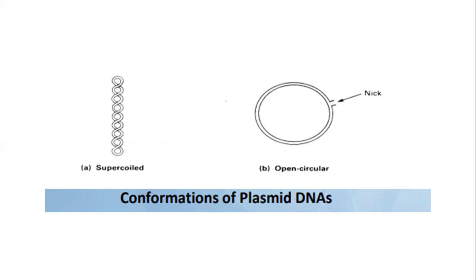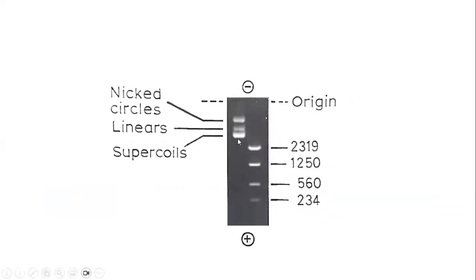So as you can see in this gel picture, the supercoiled form of DNA is running at the smallest position, and then we have the linear form of DNA. So when we digest the supercoiled form of DNA, it gets converted into the linear form, which runs at a higher position.